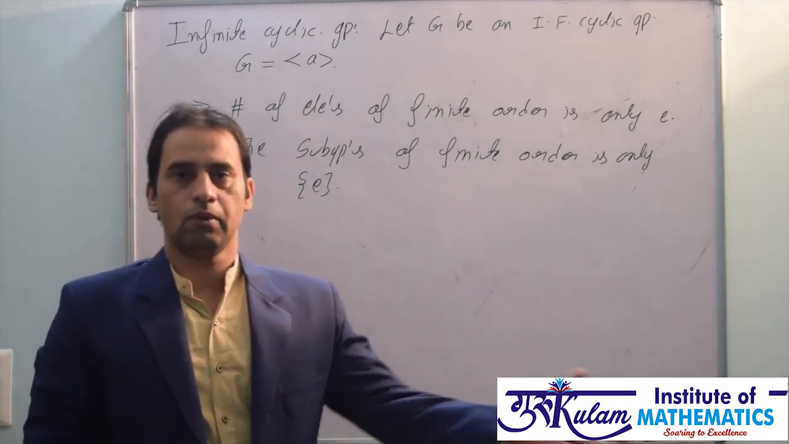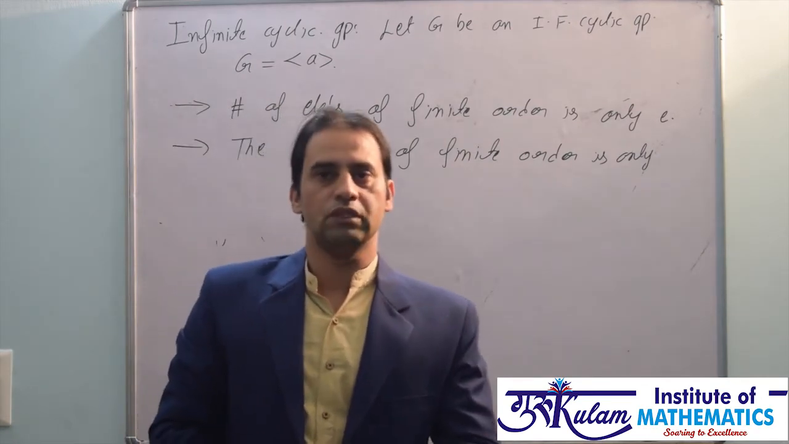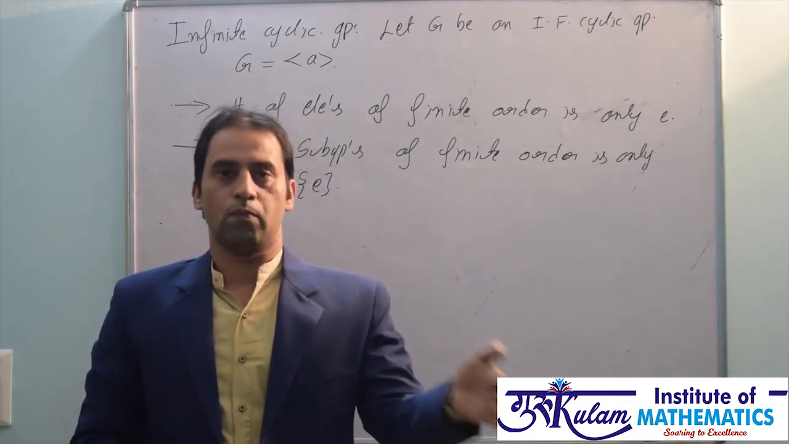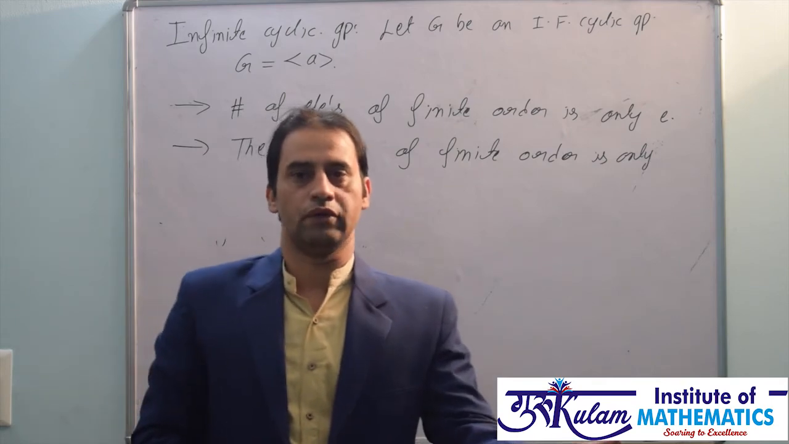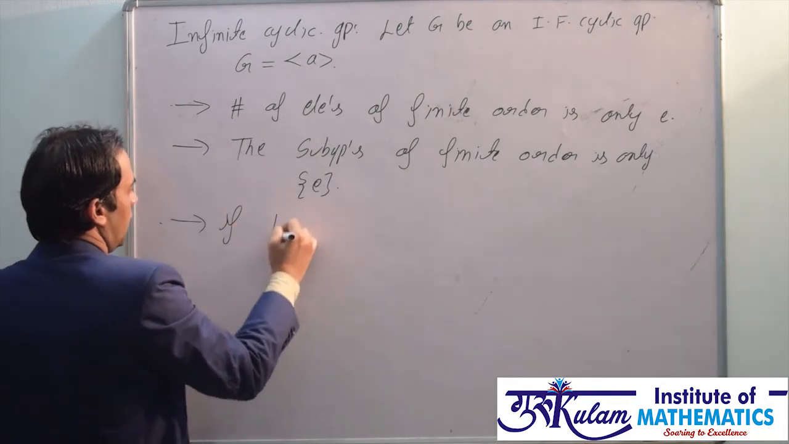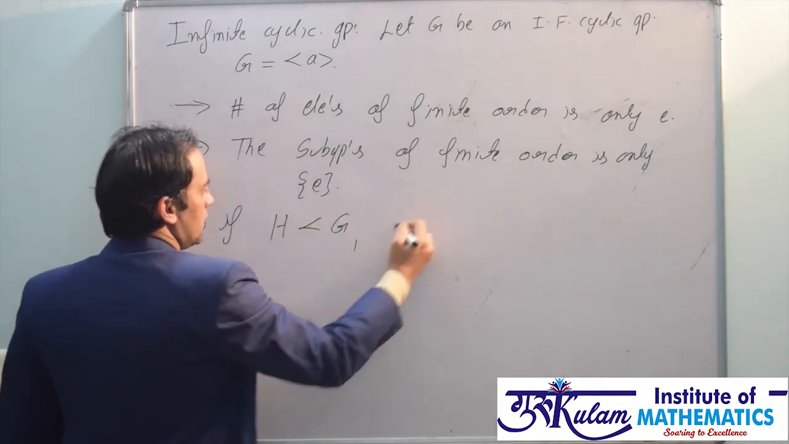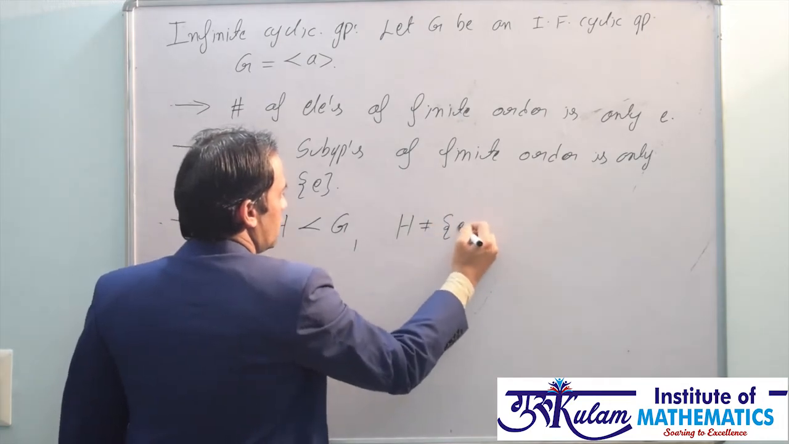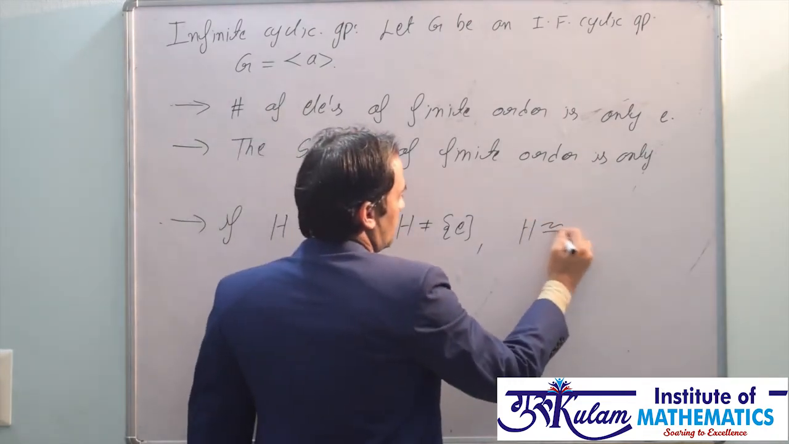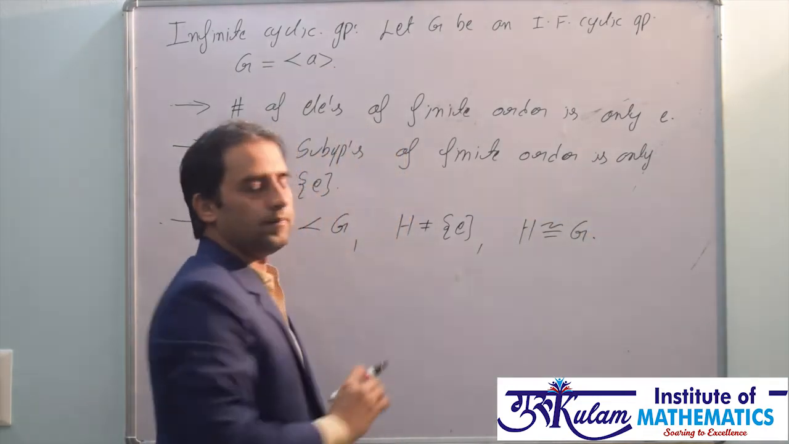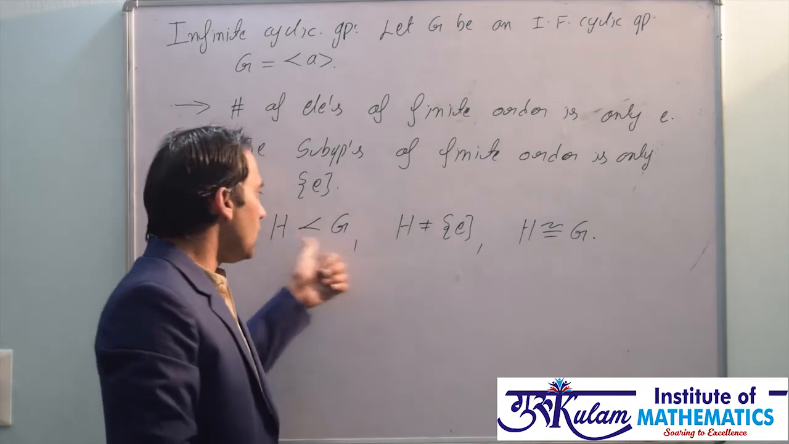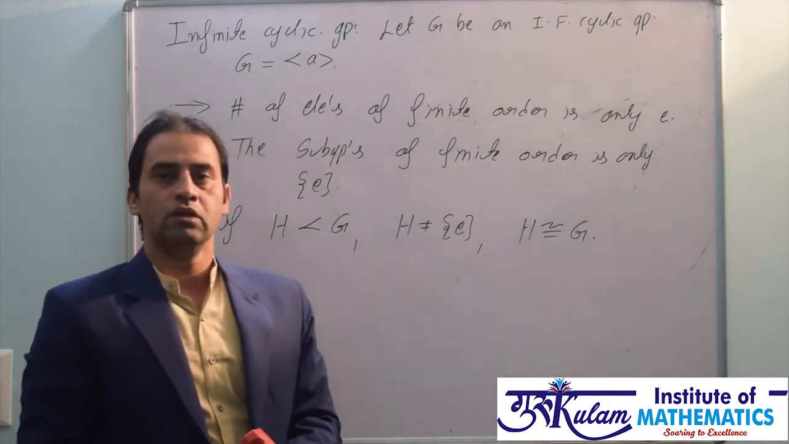And we know that every subgroup of a cyclic group is cyclic. So from this property, we can say that in an infinite cyclic group, every proper subgroup is isomorphic to the group itself. So if H is a subgroup of G such that H is not equal to the trivial group, then H is isomorphic to G itself. So this is the special property. In an infinite cyclic group, every subgroup other than the trivial group is isomorphic to G itself.